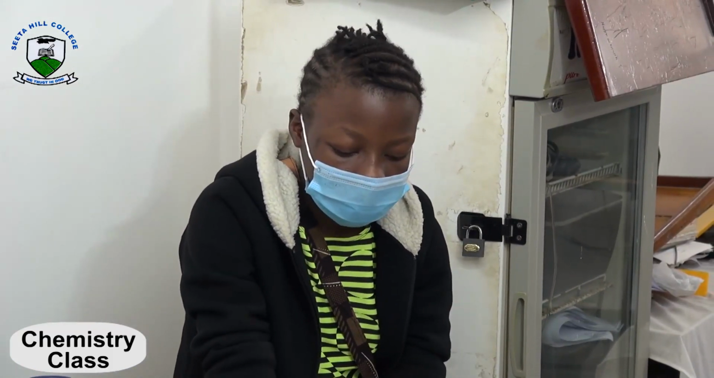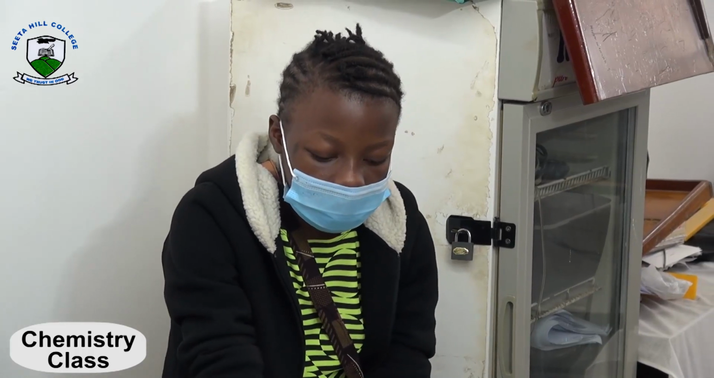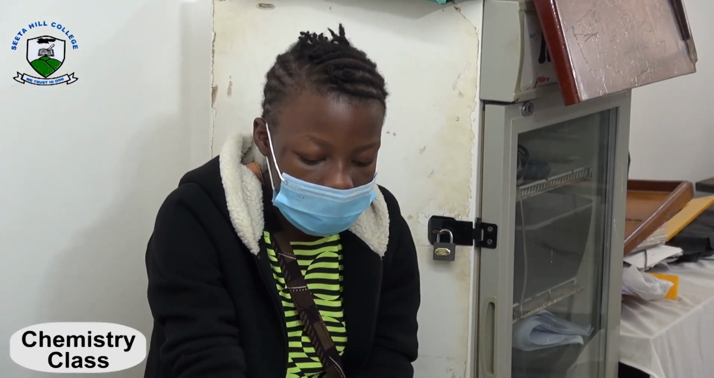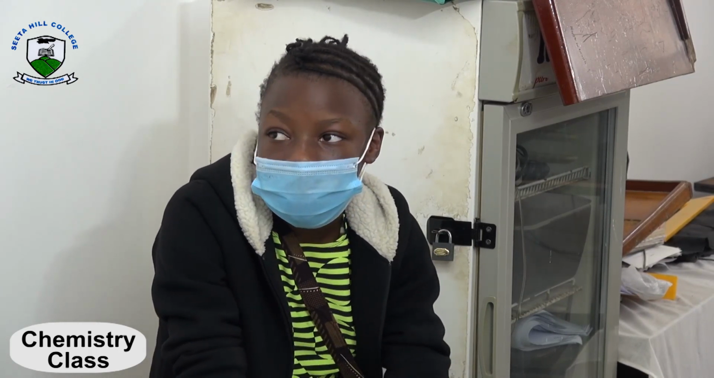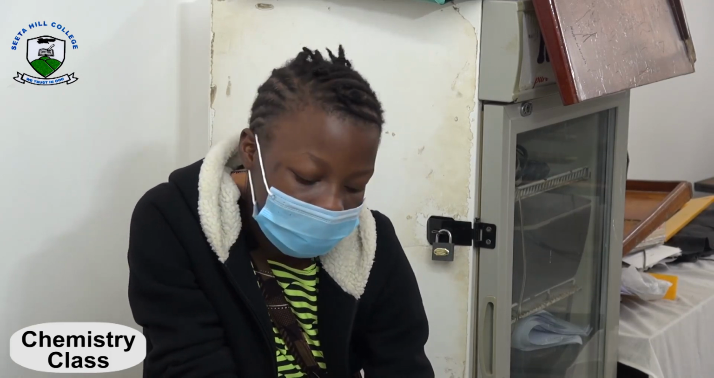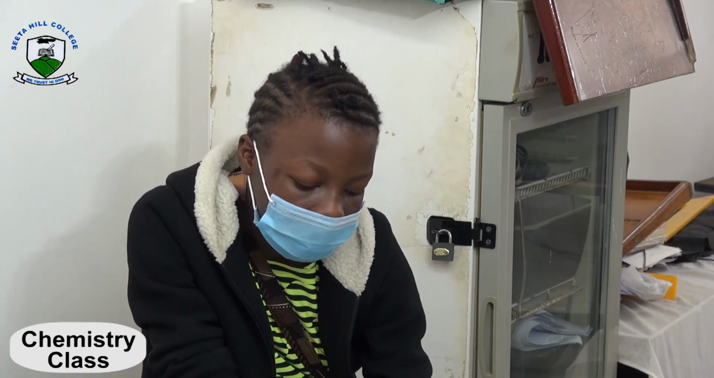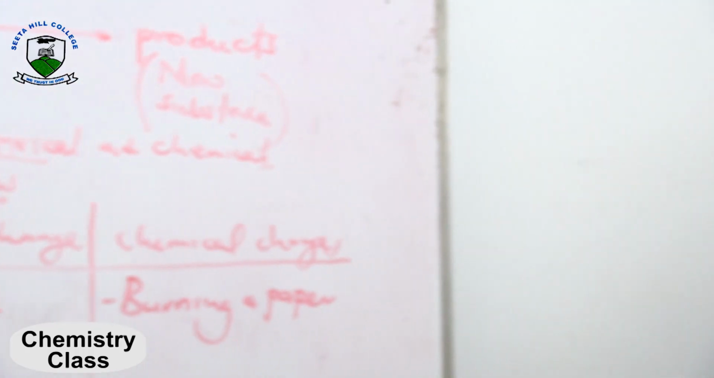Burning a paper to ash. Why are you saying it's chemical? Because a new substance is formed and can't be reversed. What do you mean by a new substance is formed? The original substance is gone. It's a paper. Yes, it was a paper, but now it's ash. Ash can't be turned back. That's very true.